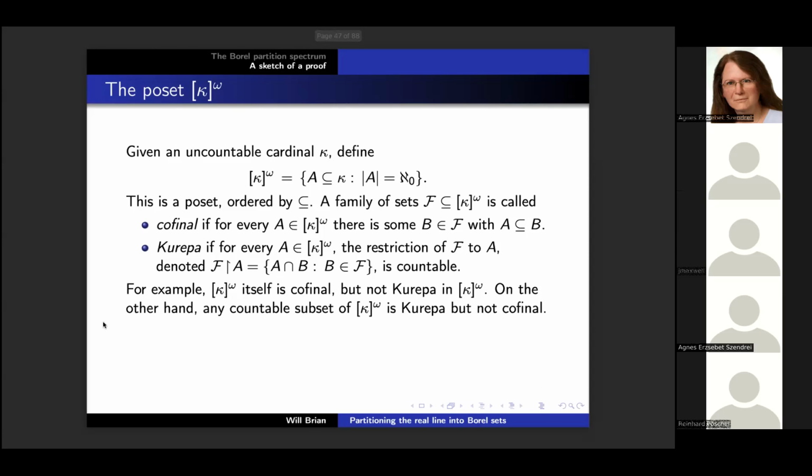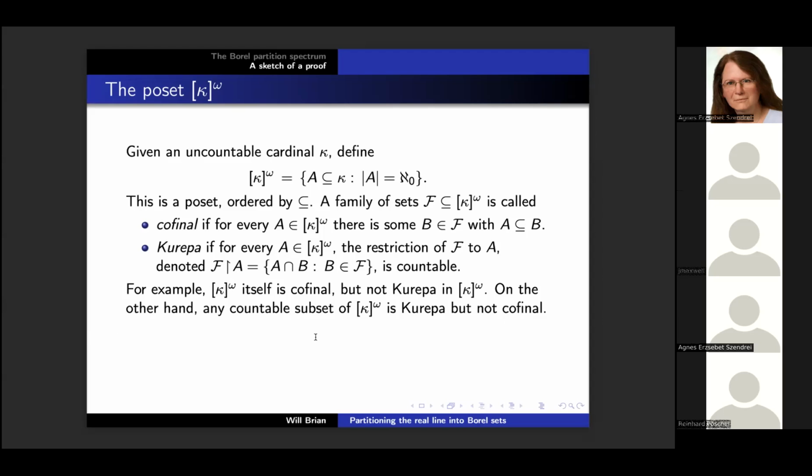So hopefully it'll become more clear if I give some examples. So for example, if I look at the entire poset, it's a subset of itself, it is cofinal, obviously, but it's also not Kurepa. The reason it's not Kurepa is simply if I look at the poset restricted to A, I get all subsets of A, right? All subsets of A, and that's an uncountable set. So I get uncountably many ways that other things in [κ]^ω can intersect a given thing in [κ]^ω.